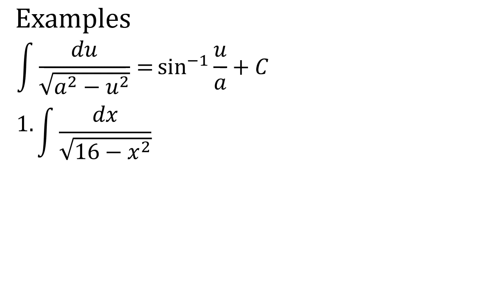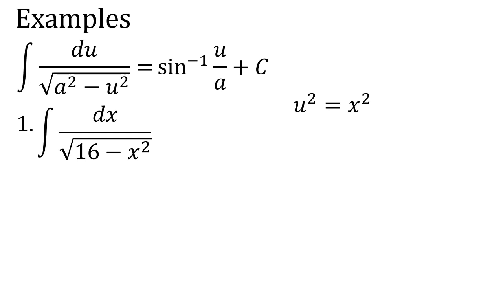First, let's have this example. Number 1, the integral of dx over square root of 16 minus x squared. As you can see, our given is in the pattern of the integral of du over square root of a squared minus u squared, and its integral will be in the pattern of arc sine u over a plus c.